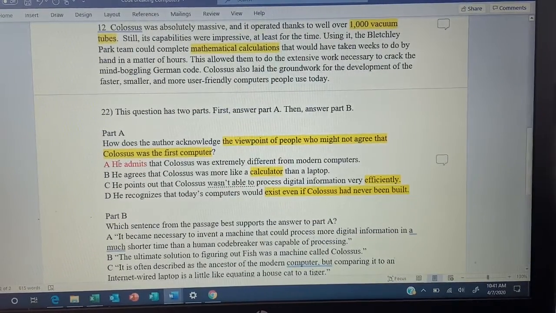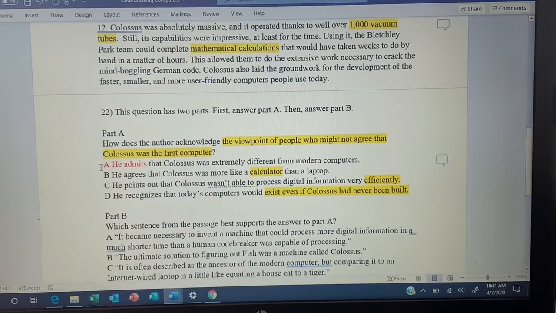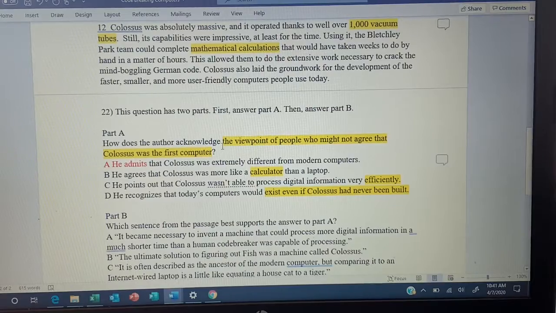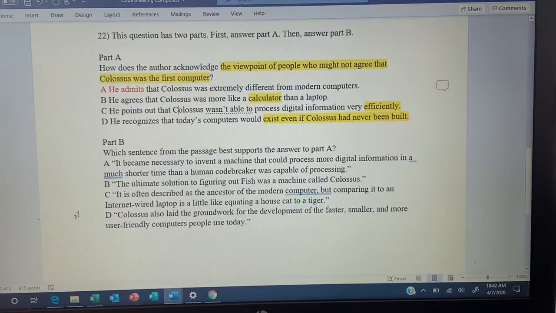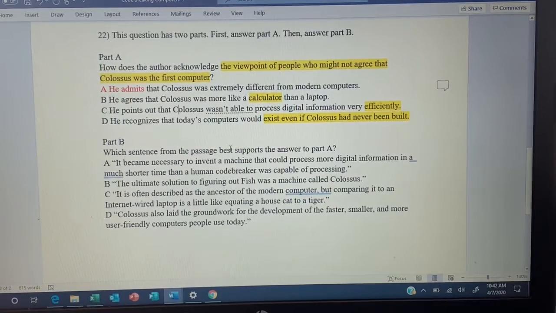So this is the real moment, the real answer, where we see him recognizing the viewpoint of somebody who might not agree that Colossus was the first computer. So B says, which sentence from the passage best supports the answer to part A? So we're looking for evidence to support this, so we need to make sure that the answer in B matches what we chose for part A. So which sentence from the passage best supports the answer to part A?